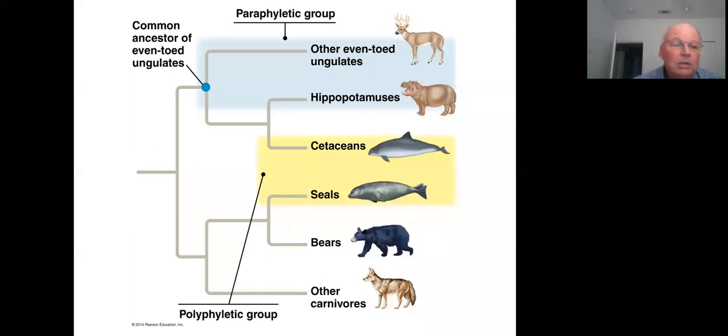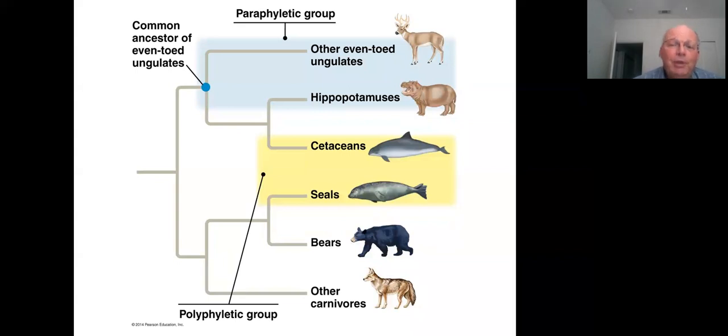share a closer relationship to bears and dogs than they do to any other group of organisms. In fact, seals and bears are rather closely related, as are bears and dogs. We actually refer to the common ancestor of seals, bears, and dogs as a bear dog. It has characteristics of both. And we actually have a couple of fossils of bear dogs as ancestors of bears and dogs and seals.